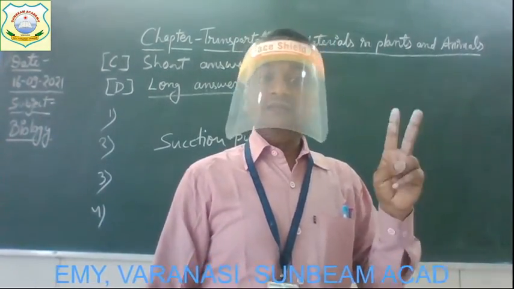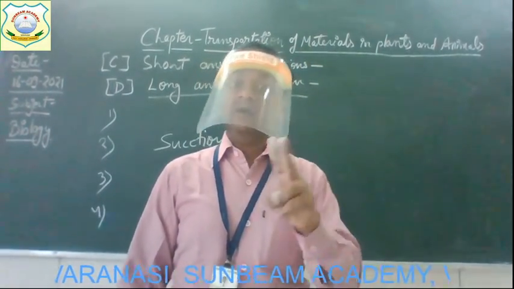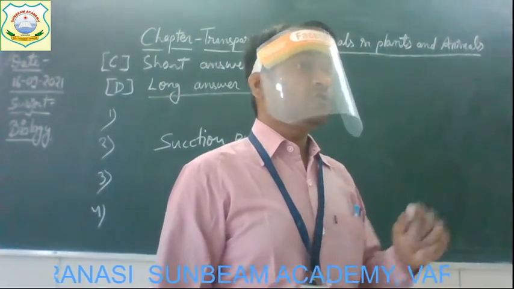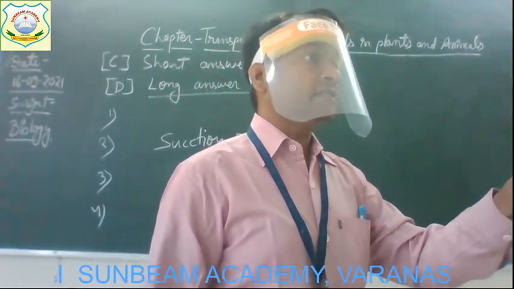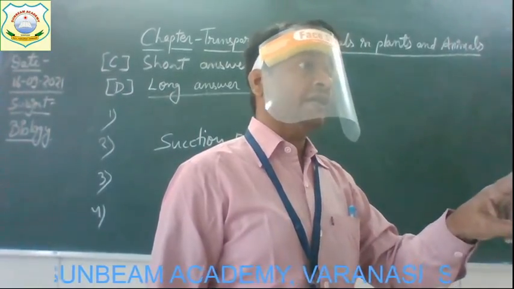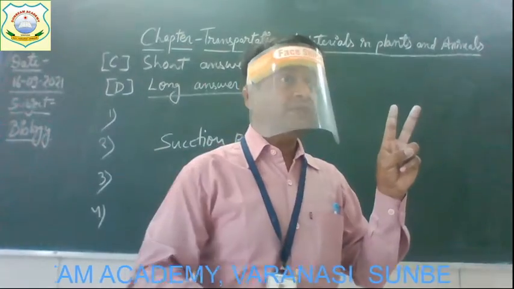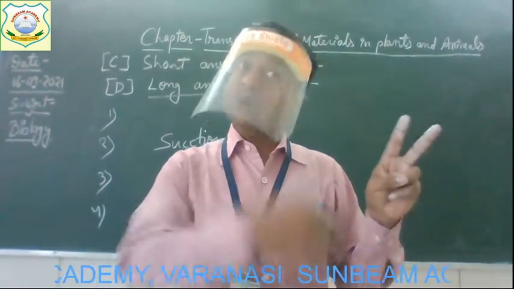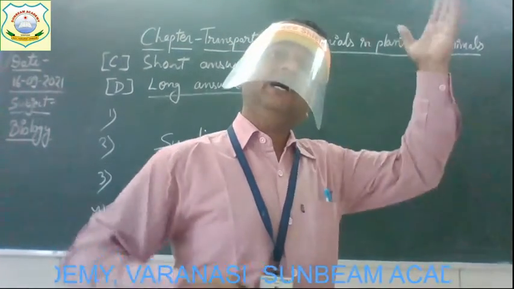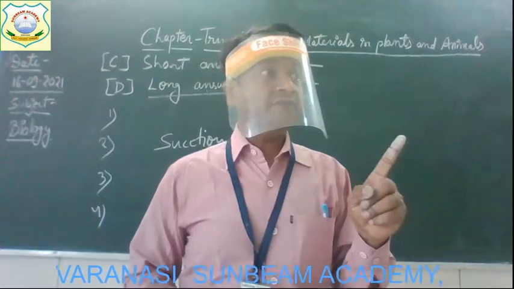And carbon dioxide from the cells to the lungs. So this is the second function of the blood. It transports these two gases, oxygen and carbon dioxide. It transports oxygen from the lungs to all the cells of the body, and it also transports carbon dioxide from all cells of the body to the lungs. Get it? This is the second function of blood.